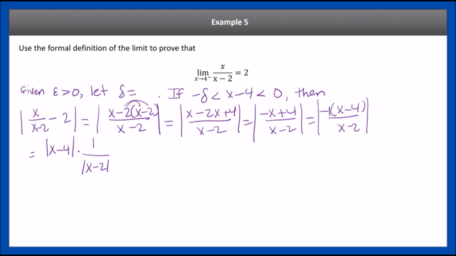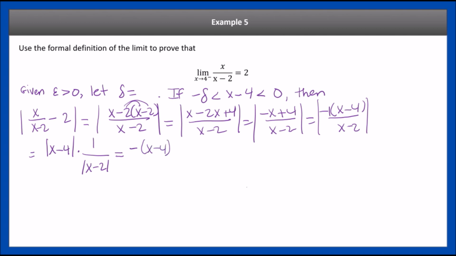Okay, so what we're saying is that this is x minus 4 and this is x minus 4, and so we want to be able to use that here. All right, so we're going to say that x minus 4 is between negative delta and 0, so how can we use that? That's what we want to do for this problem. So now, what are we going to replace the absolute value of x minus 4 with? Well, we're going to replace absolute value of x minus 4 with the opposite of x minus 4.